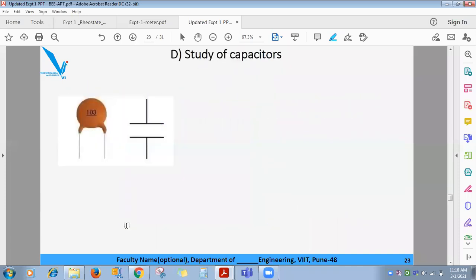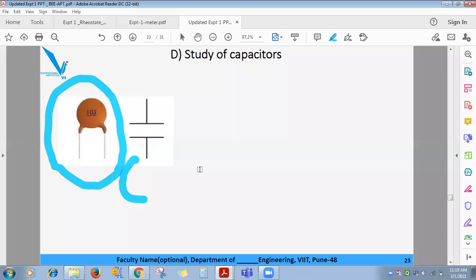Next one is the capacitor. This is the disc type of capacitor. It doesn't have polarity. If you see an electrolytic capacitor, it has polarity. Capacitor means two metallic plates separated by a dielectric medium. It has the ability to hold charge. It is denoted by capital C. Unit is farad or microfarad.